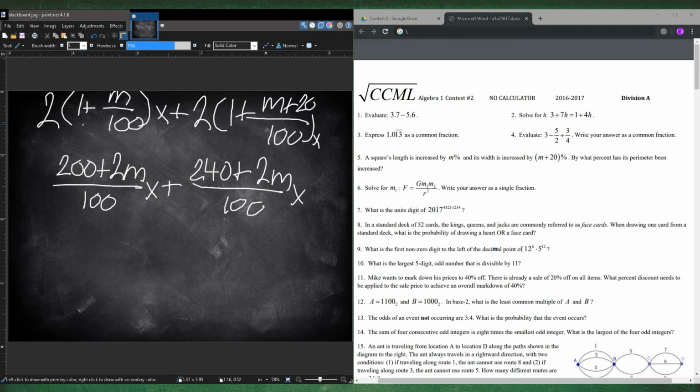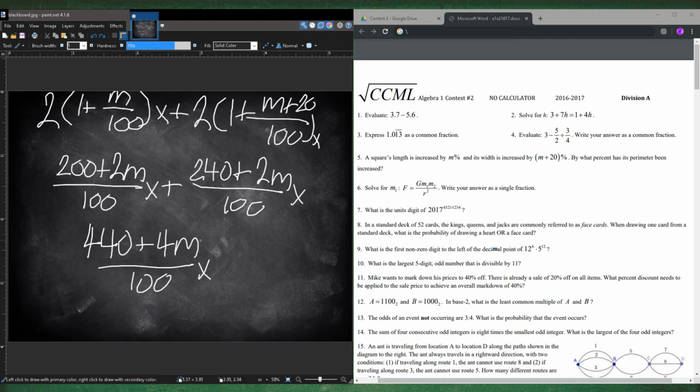Okay, so adding them together, we get 440 plus 4m over 100 of x. Sorry, x is on the other side. And the original was 4x, remember that, right? So basically, we have 440 plus 4x over 100. So basically, what percent has its perimeter increased? So we just have to have this number divided by 4, basically.